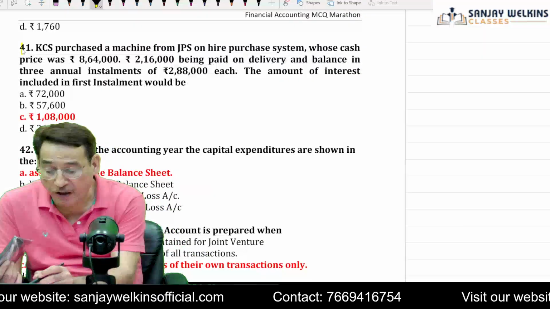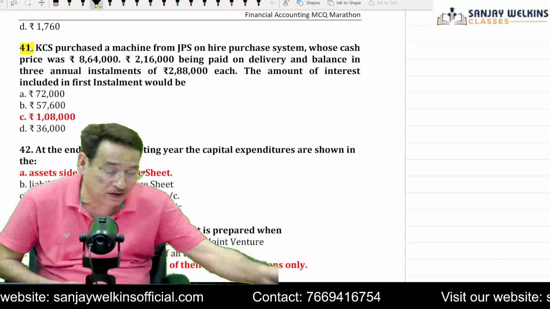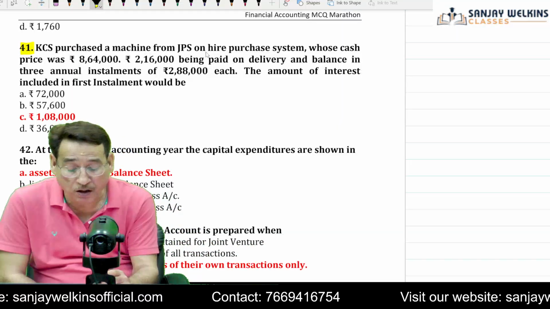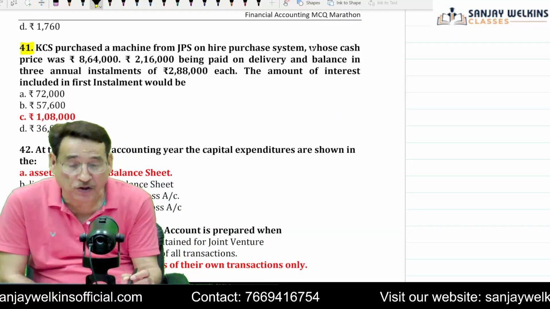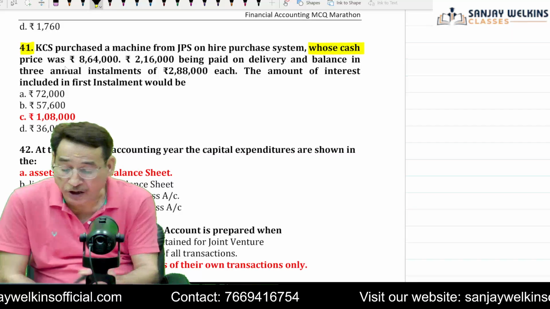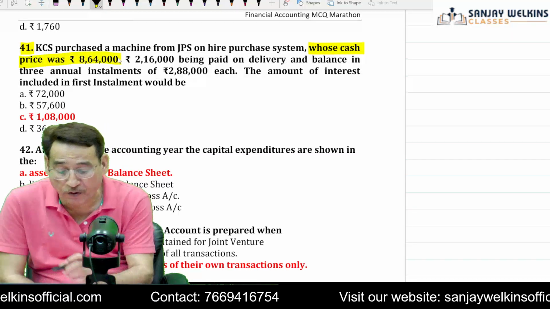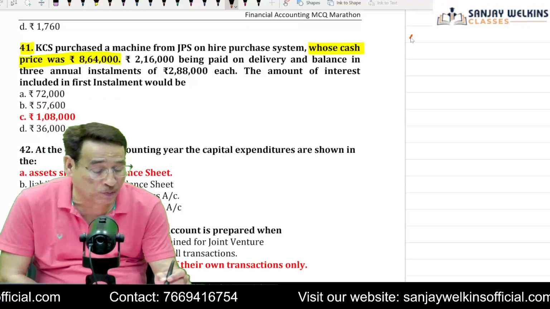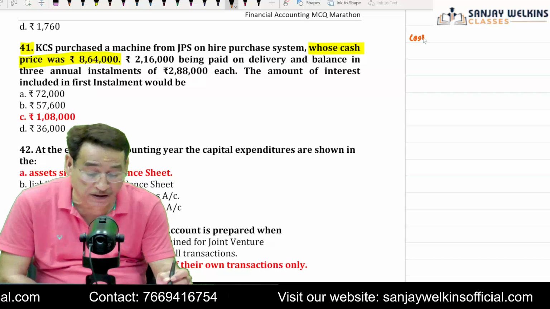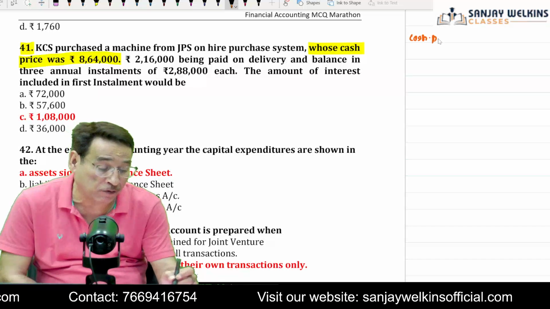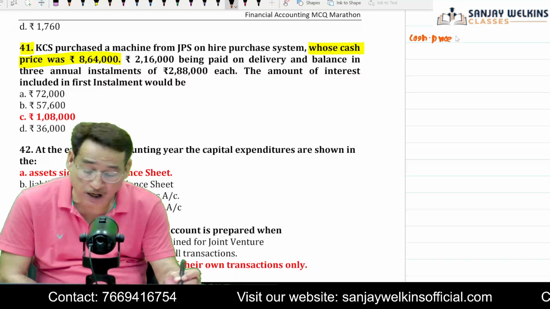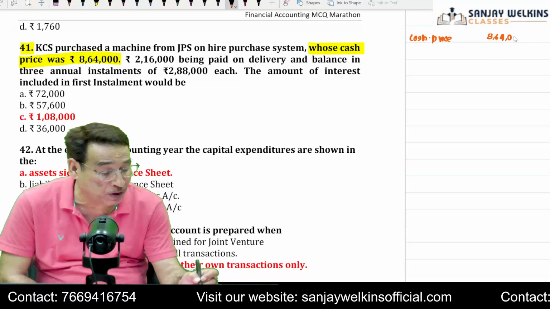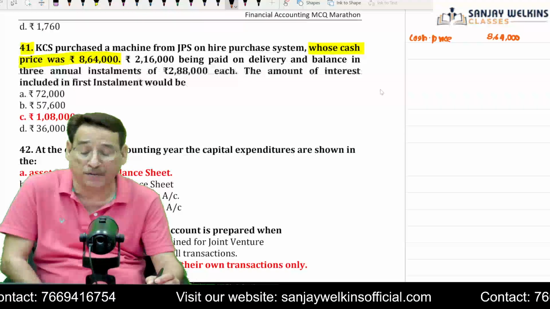As far as question 41 is concerned, let's see what exactly the things are given. KC has purchased a machine from JPS on hire purchase system, whose cash price was 8,64,000. Now, in this particular question, you are being given that cash price is 8,64,000.